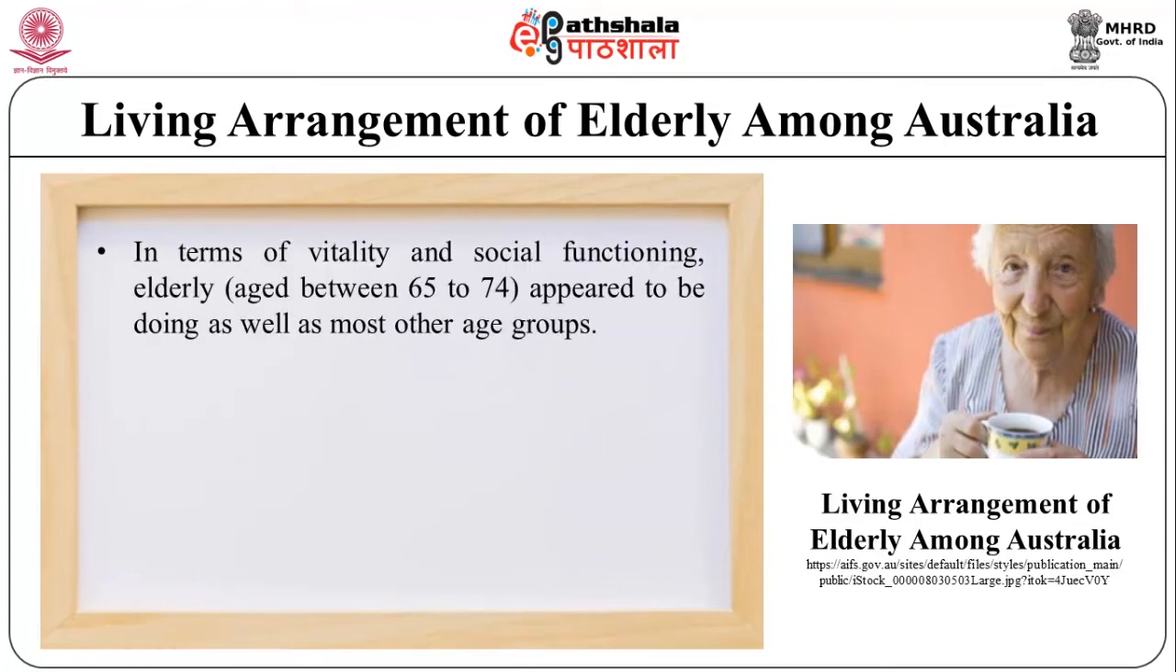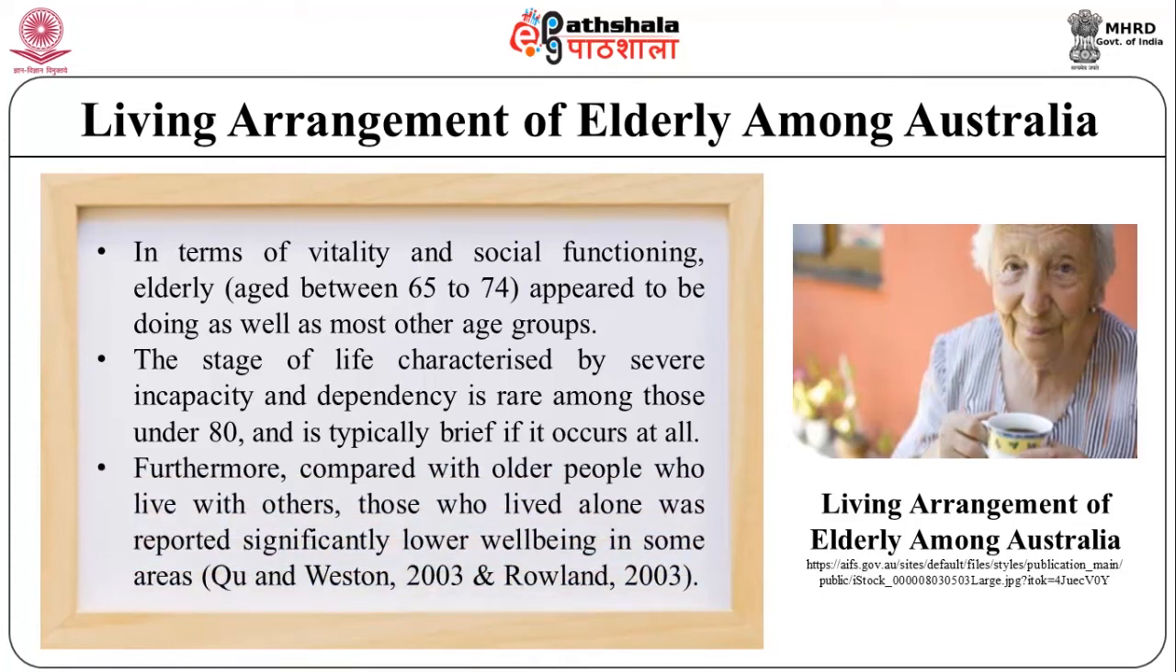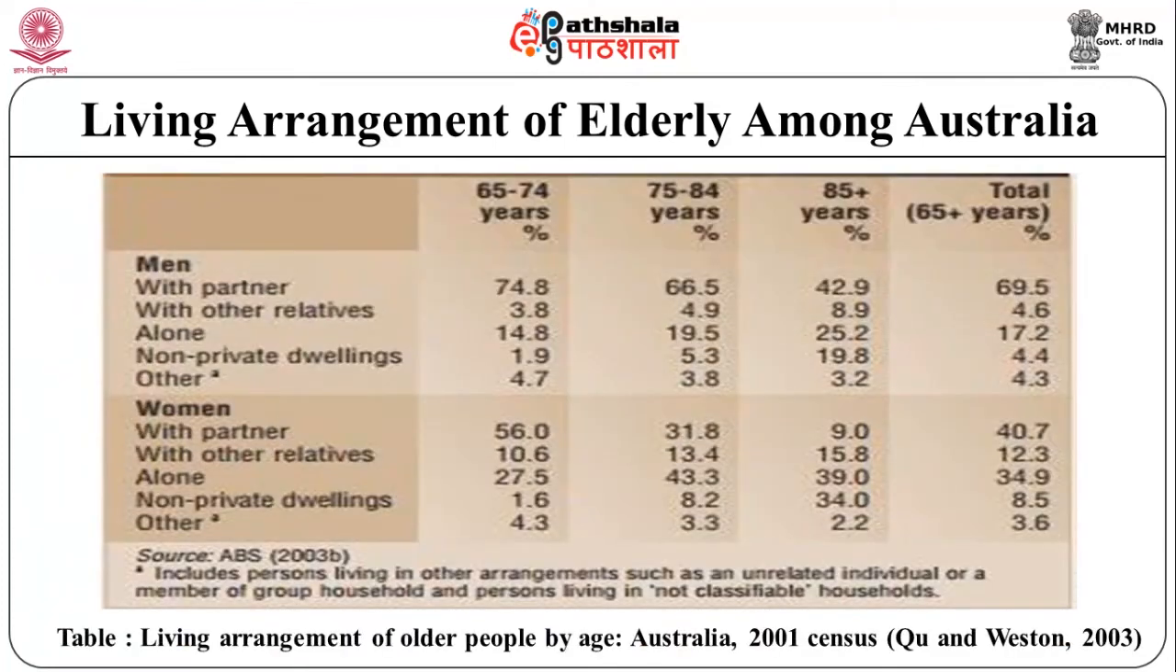In terms of vitality and social functioning, elderly aged between 65 to 74 appear to be doing as well as most other age groups. The stage of life characterized by severe incapacity and dependency is rare among those under 80 and is typically brief if it occurs at all. Furthermore, compared with older people who live with others, those who lived alone reported significantly lower well-being in some areas. The table shows the living arrangement of older people by age in Australia according to 2001 census.